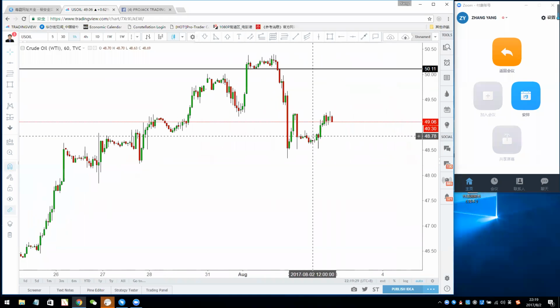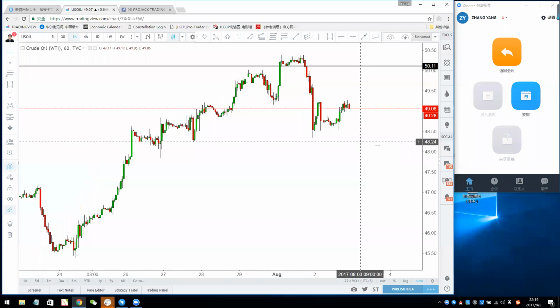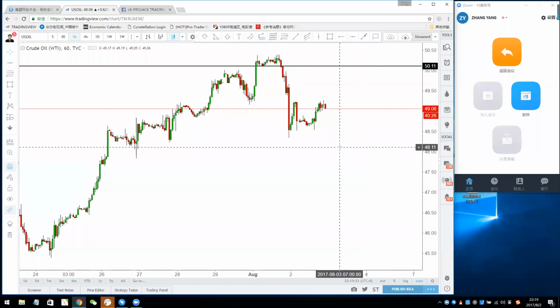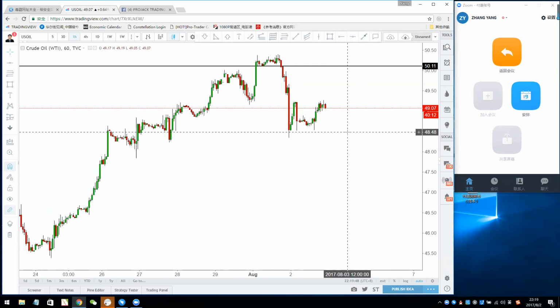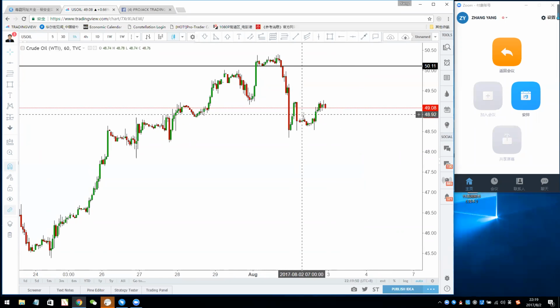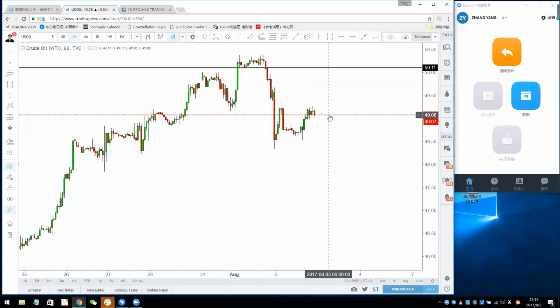For tonight, to be honest, I don't really care what the result of the EIA is, because that will be the catalyst to push the oil either up, down or sideways. The data result is actually not the most important thing. The most important thing is how the traders react to the data.